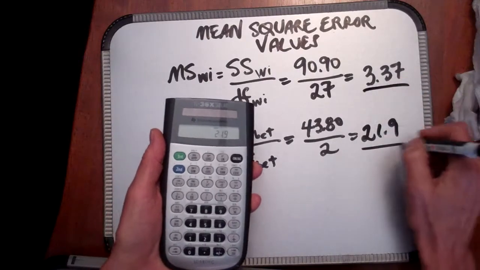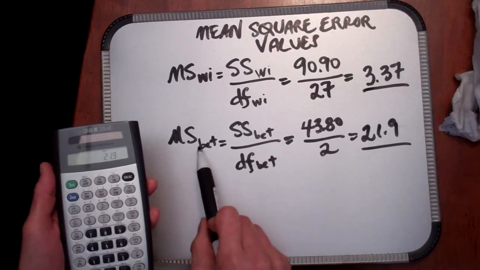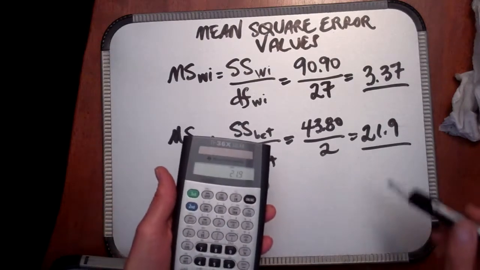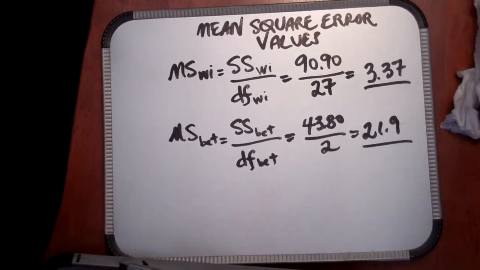Right. Easy, right? So our mean square error value within is 3.37, mean square error value between 21.9. And now you're ready for the last step, calculate your F statistic.